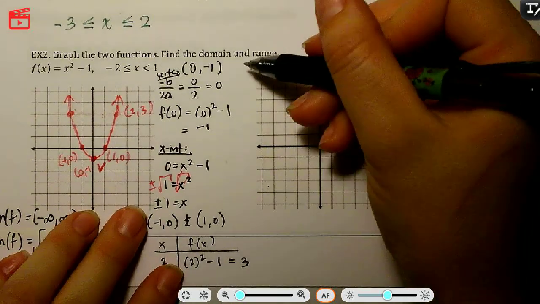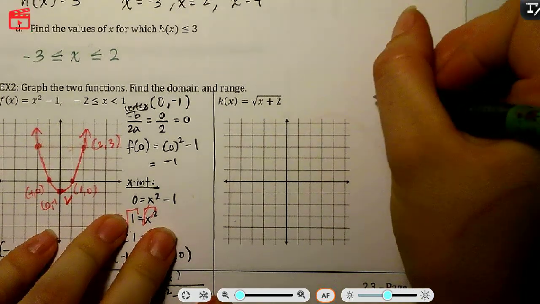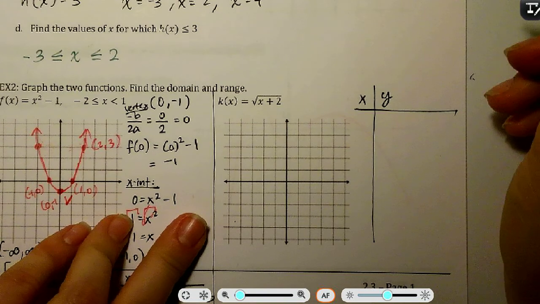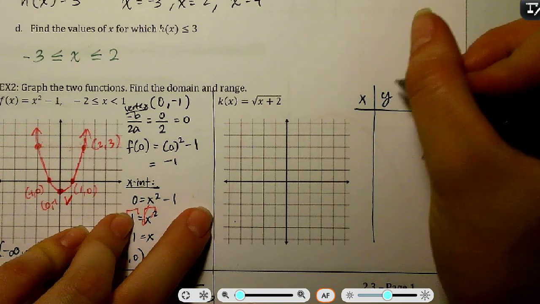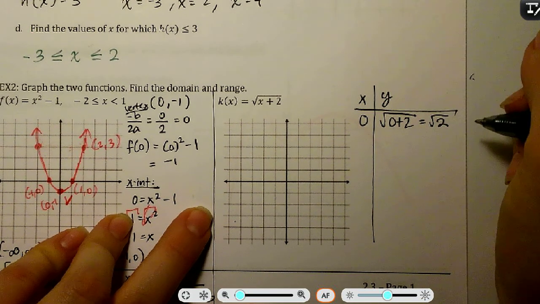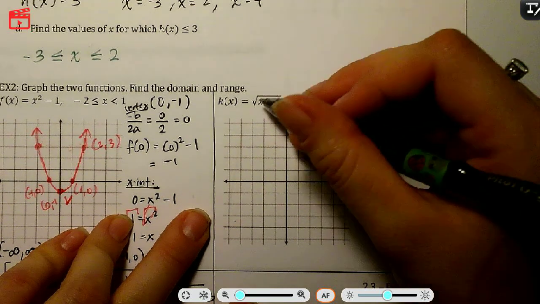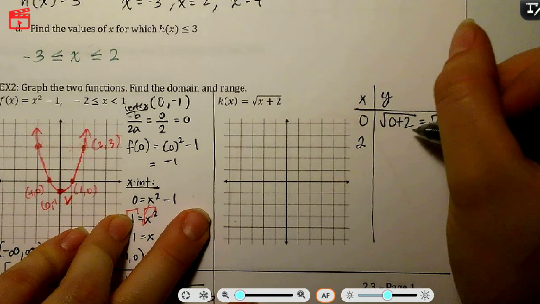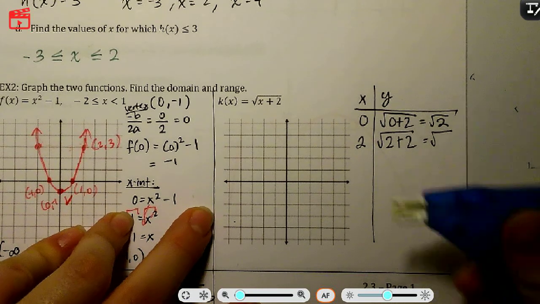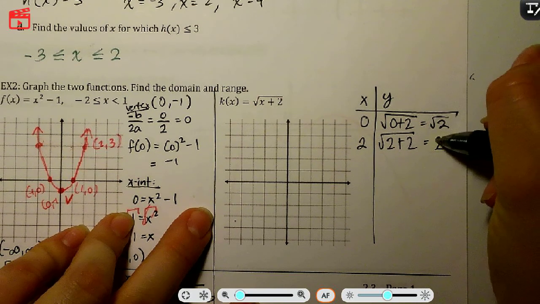All right, let's take a look at the next function. Let's plot some points here. Okay, let's see. Let's do some intercepts. So when x is 0, y is going to be the square root of 0 plus 2, so the square root of 2. And then let's pick a value that would be good to make that a square root. So how about 2? It's going to be the square root of 2 plus 2, which is going to equal the square root of 4. Oops. Since I'm running out of space, let's go ahead and do 2. How about another one?